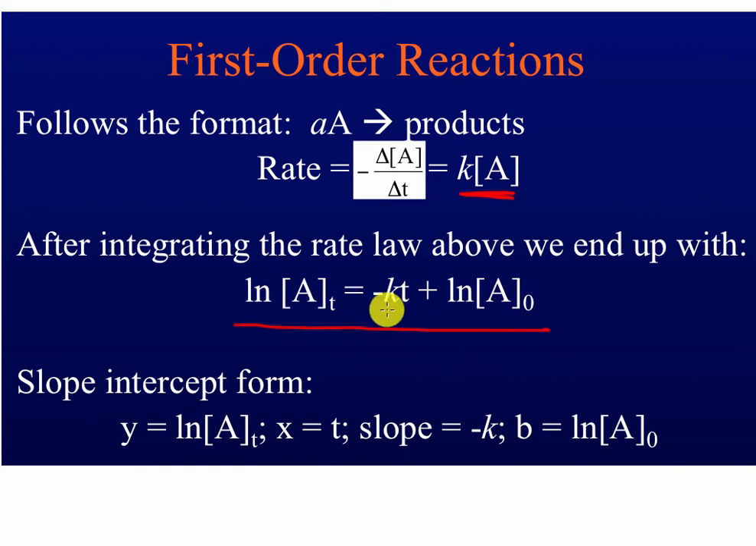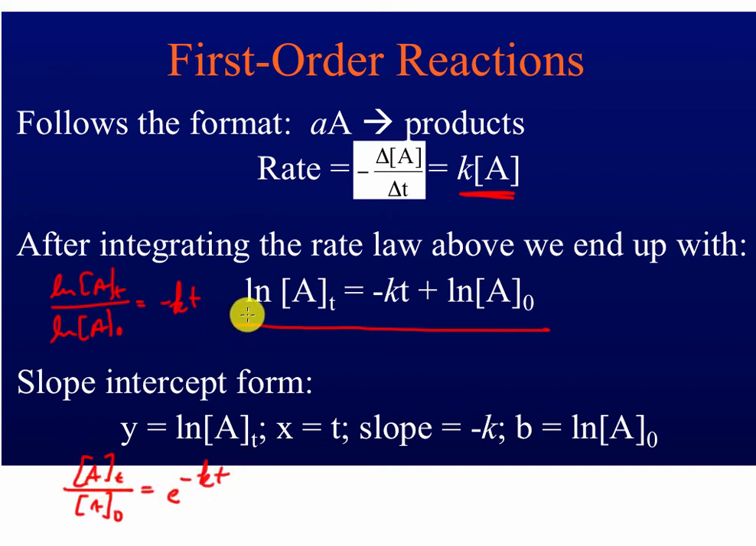Now you might have seen this in a different format in your class. You might have seen it a little differently, where you have the natural log of A at t over the initial concentration equal to negative kt. I've manipulated it a little bit. You might have even seen this as the concentration at time t over the initial concentration equal to e to the minus kt. That might look familiar to you. That's the same equation. I'm just manipulating this back into this format here.